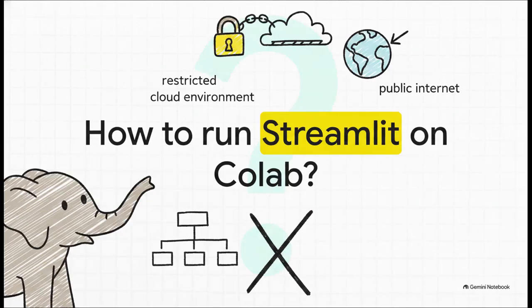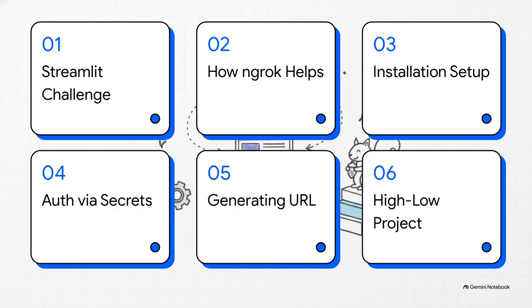All right, let's just address the elephant in the room right off the bat. How in the world do we actually expose a local web application framework like Streamlit to the public internet when we're working inside a restricted cloud environment like Colab? It is a super common roadblock for developers who just want to share their data apps without wrestling with complex deployment pipelines. To demystify all of this, we're going to break it down into 6 simple steps.